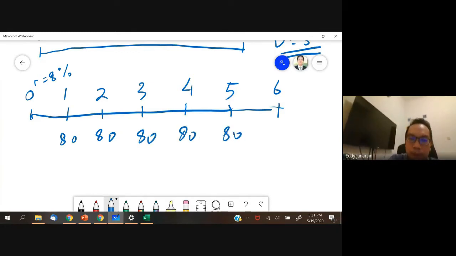So this is the coupon payment, right? Coupon payment, and finally the face value or the redemption value, okay? So again, the 80 here is the coupon payment, which is the 8% coupon rate multiplied by the redemption value. But here, this is the market rate, right?